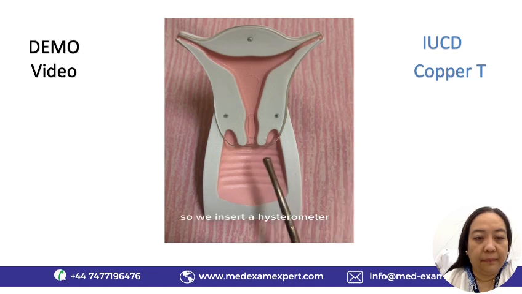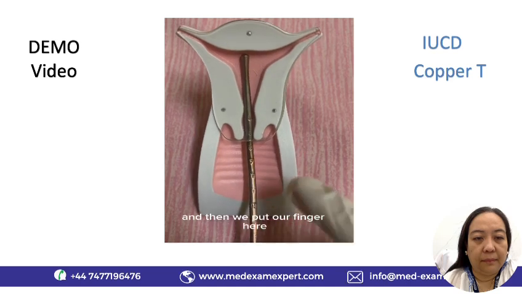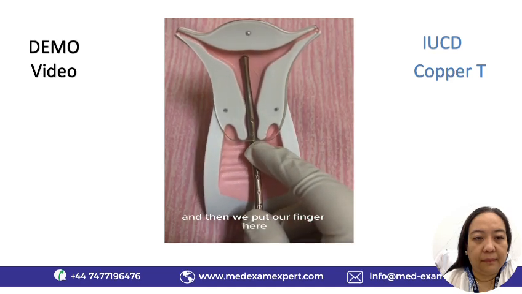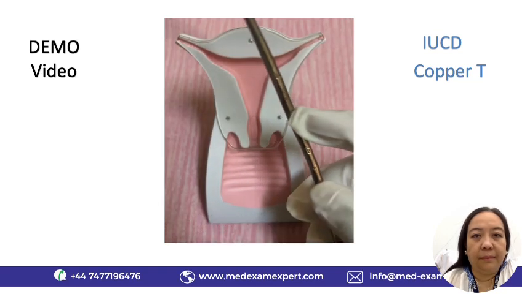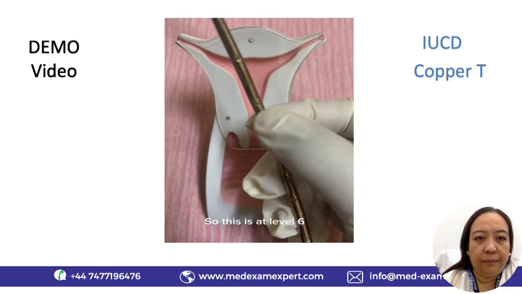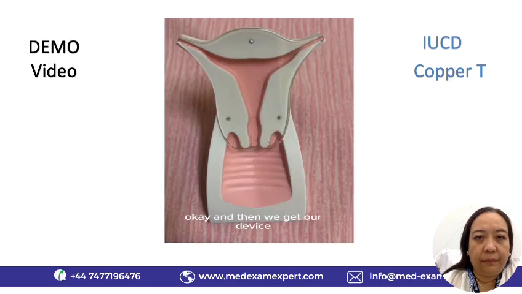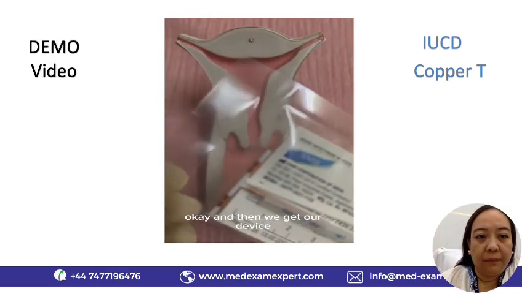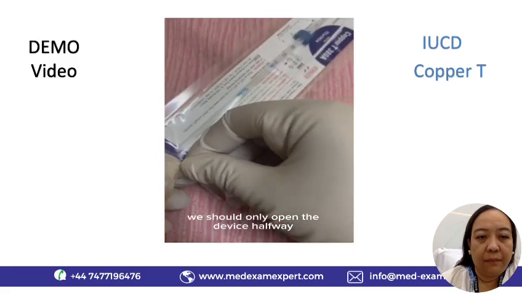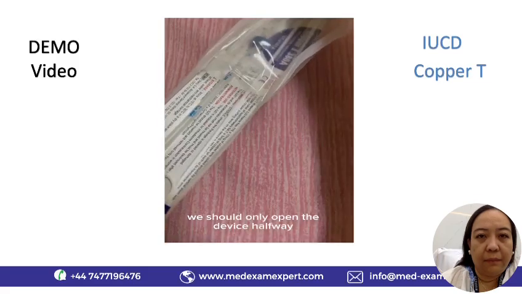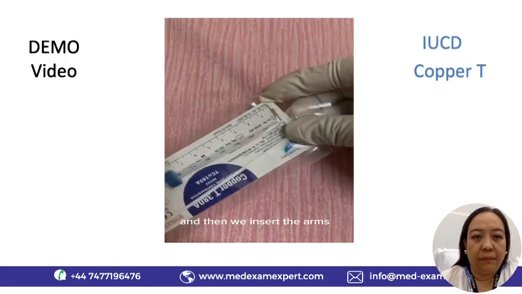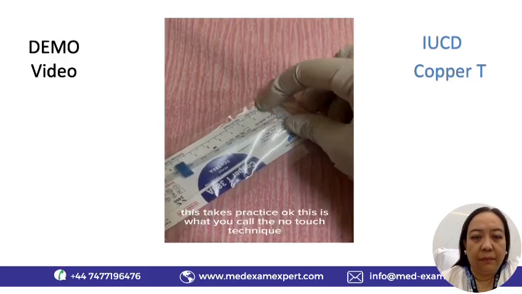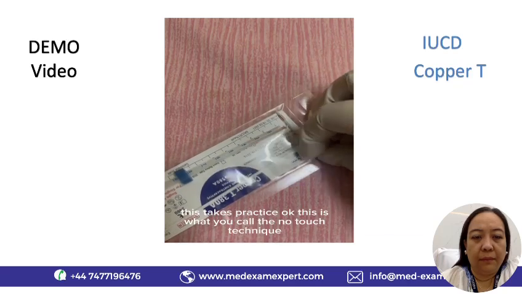So we insert a hysterometer and then we put our finger here and check at which level the hysterometer is. So this is at level 6. And then we get our device. We should only open the device halfway, and then we insert the arms. This takes practice. This is what we call the no-touch technique.